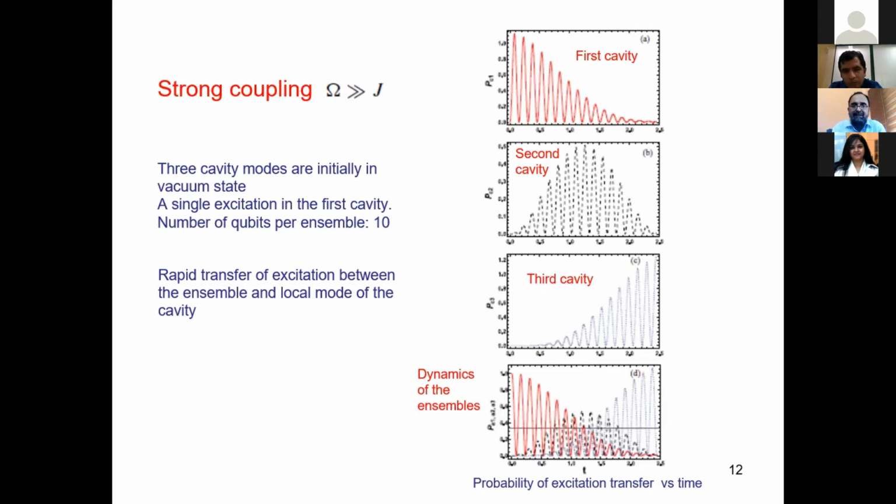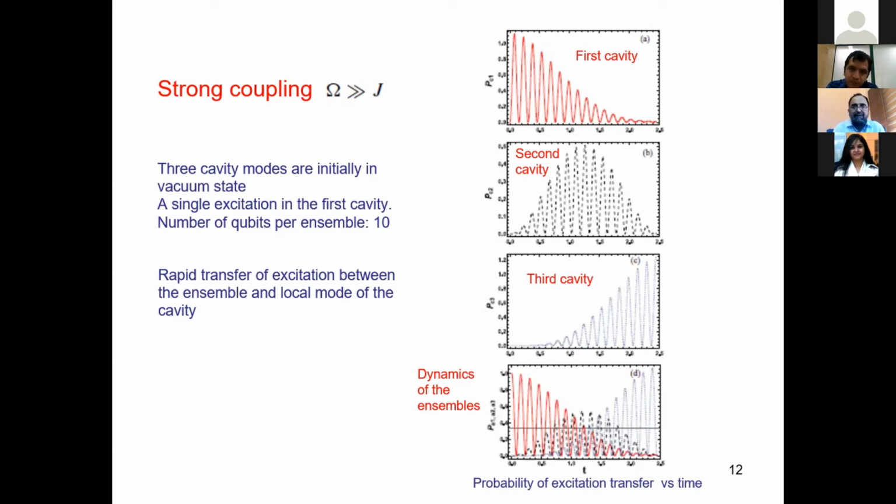Look at the first cavity. There is a rapid transfer of excitation. Very quickly it is going to the second. Very quickly there is transformation of the ensemble into the local field. The reason being, hopping is weak, right? So ensemble is interacting with the cavity field and transferring it to the cavity. And as a result, we have very fast oscillations.